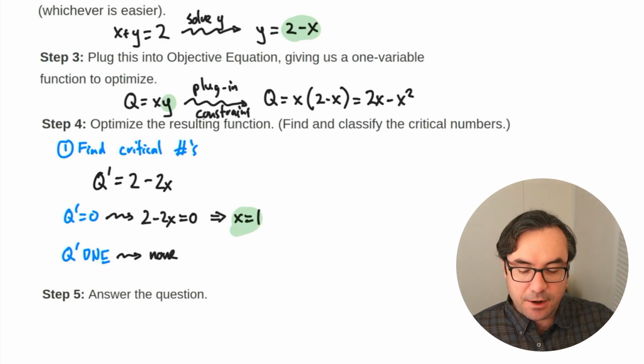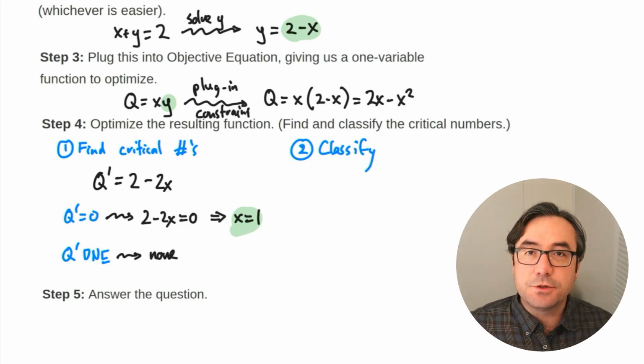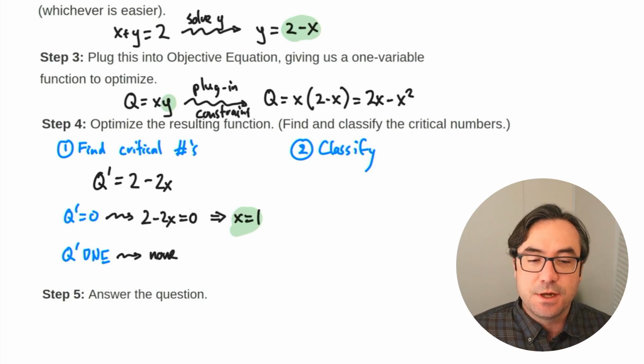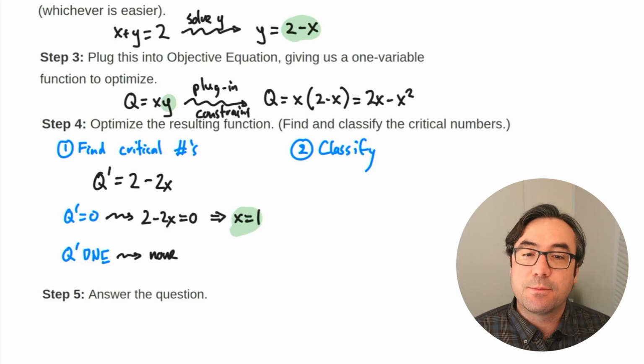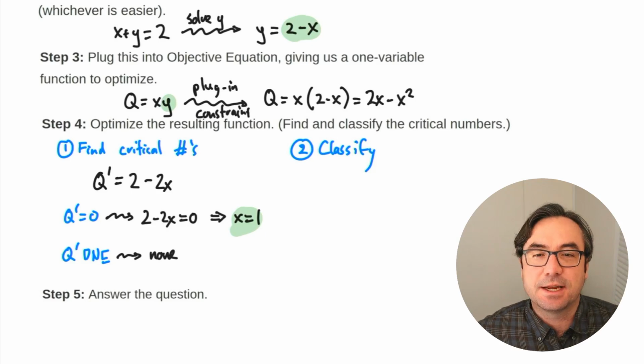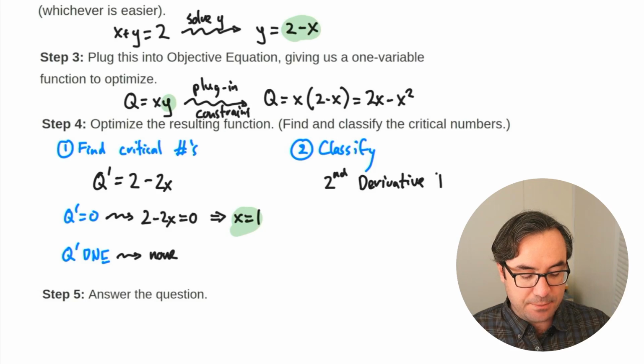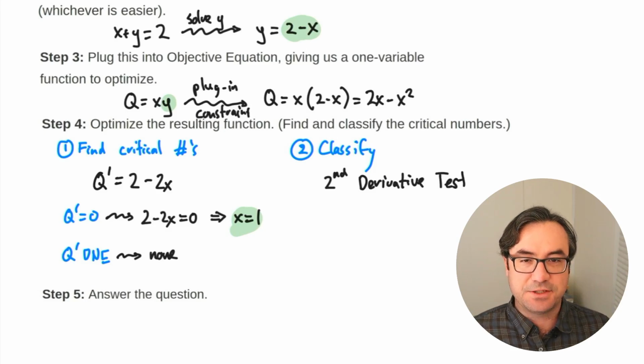And the second part of our calculus work here is to classify. And we've learned two tests that we can use to figure out if a critical number is a max or a min. And normally the quickest one is the second derivative test. So let's try that first. And whenever we try out a test, let's write the name. So we're doing the second derivative test.